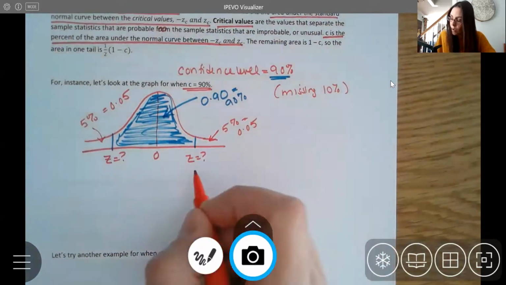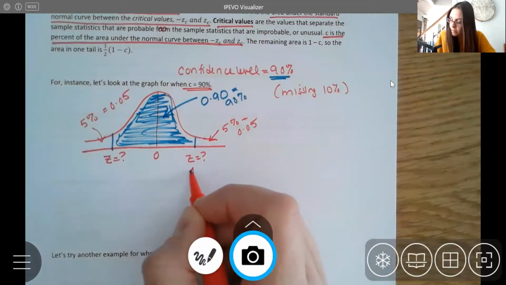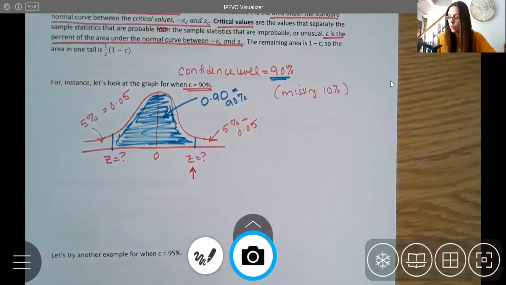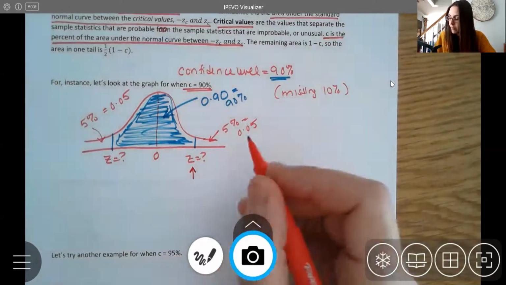So now what I want to do is find these z values. And again, I really just need to find one of them. Usually we find the positive version. You can either use your table here or you can use your calculator.